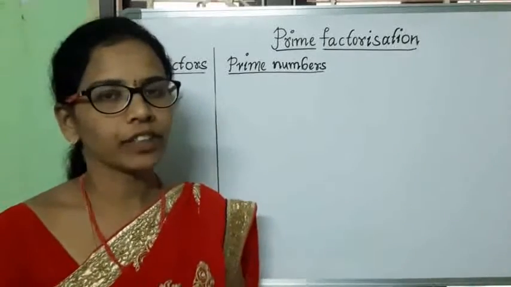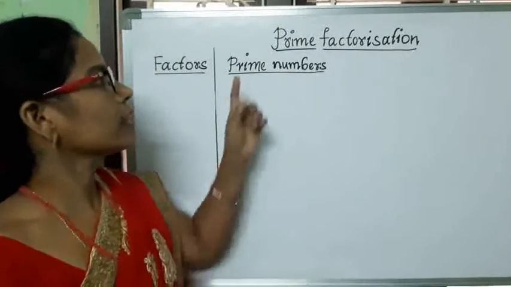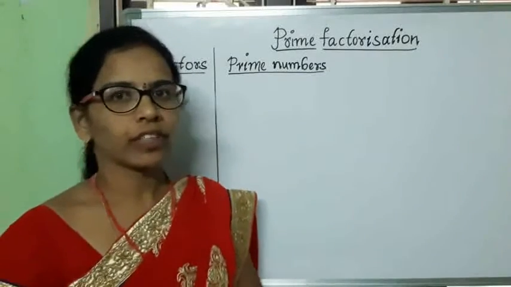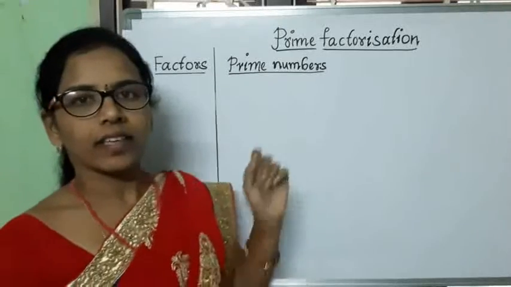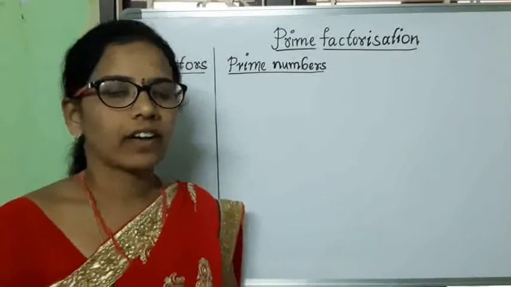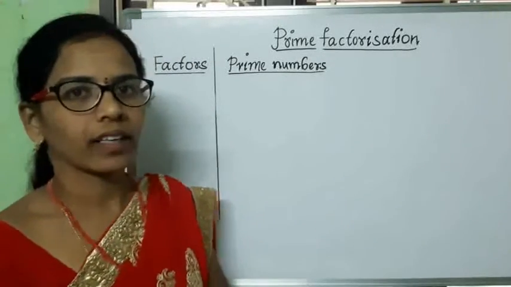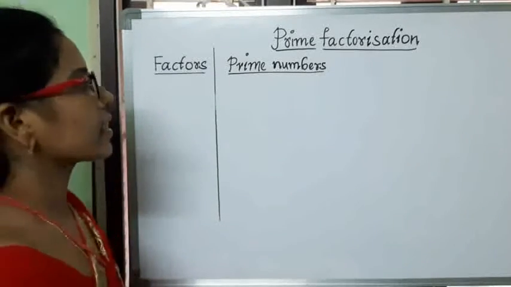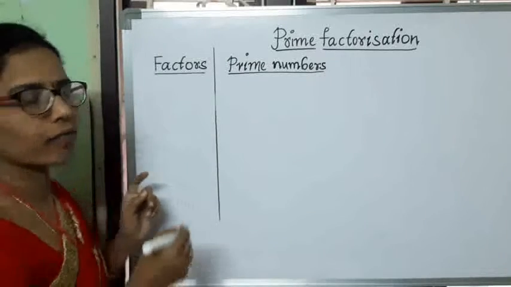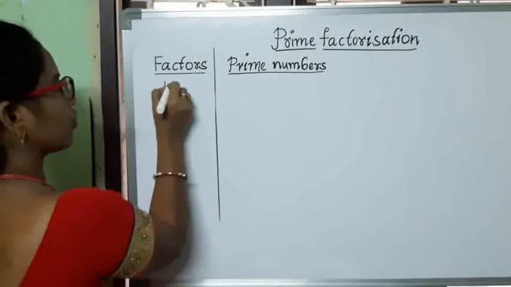Hello, I'm here for you again to discuss prime factorization. Before that, we need to know about factors and prime numbers. What are factors? We have already discussed them in the previous video, so I'm not going to explain deeply. Let's take one example for factors. For example, what are the factors of 12?